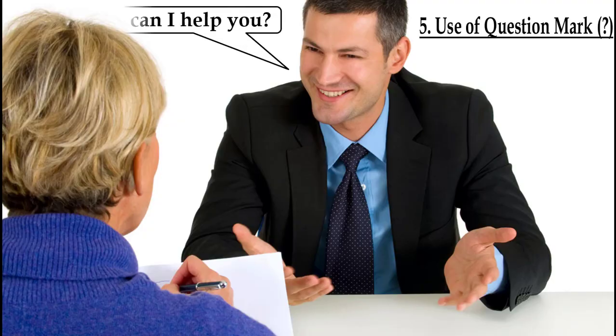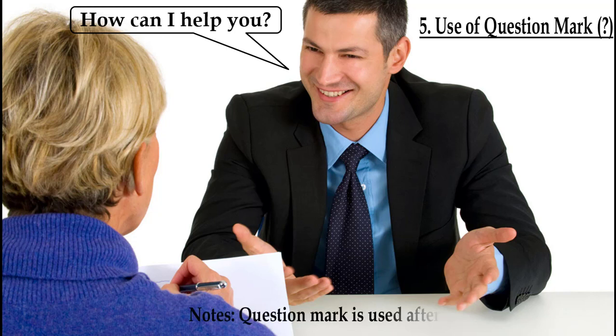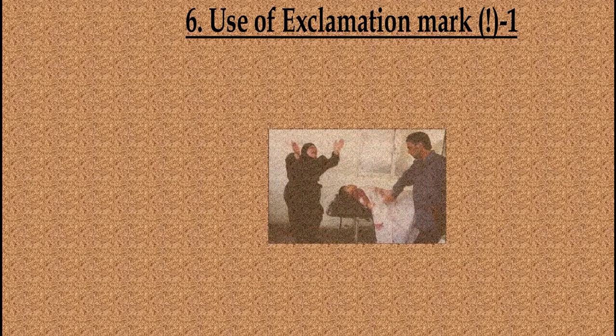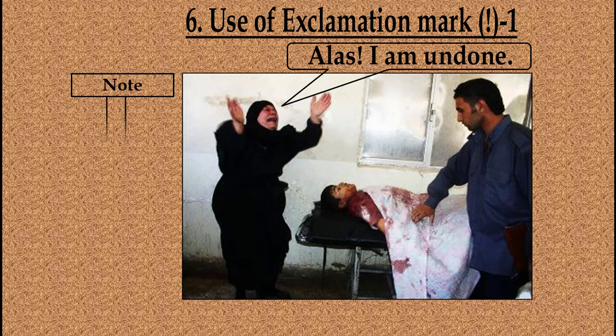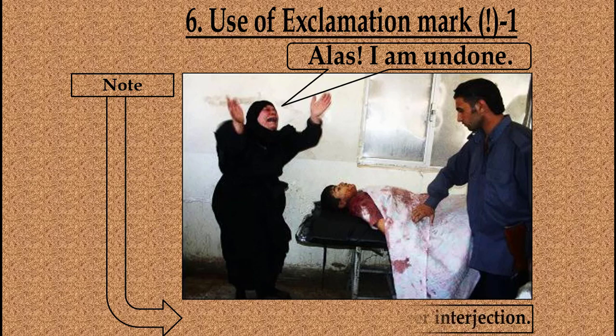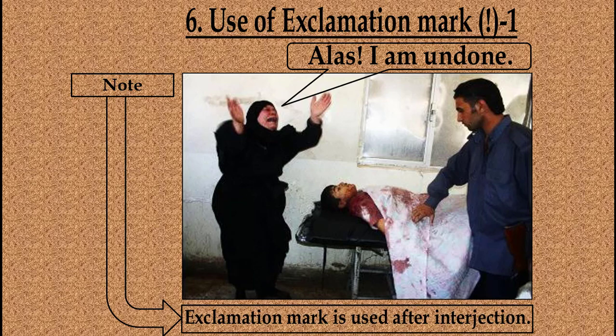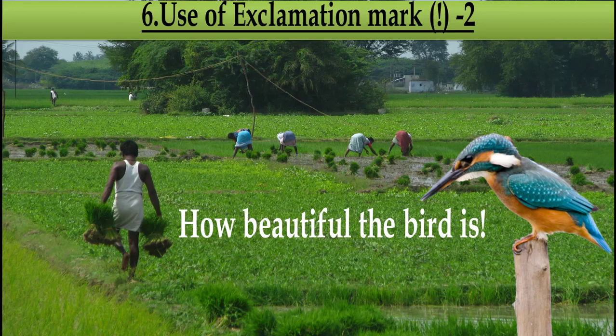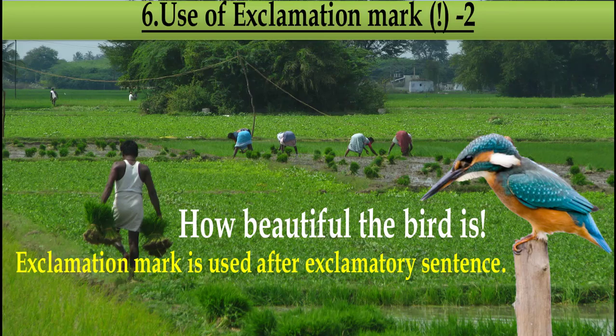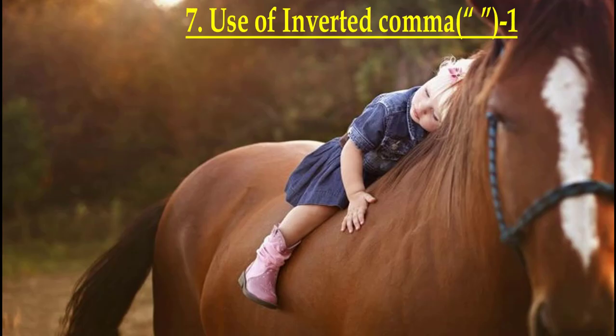Use of question mark. How can I help you? A question mark is used after an interrogative sentence. Exclamation mark 1. Alas, I am undone! Note: an exclamation mark is used after an interjection. Exclamation mark 2. How beautiful the bird is! An exclamation mark is used after an exclamatory sentence.